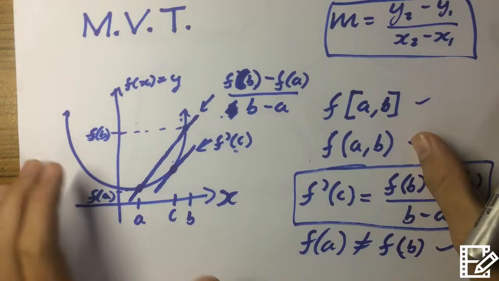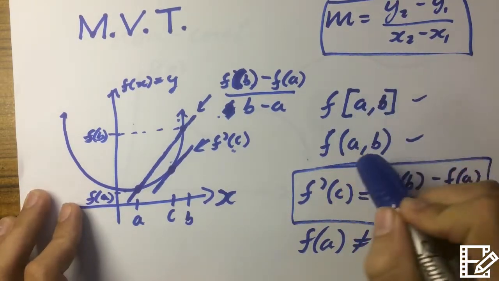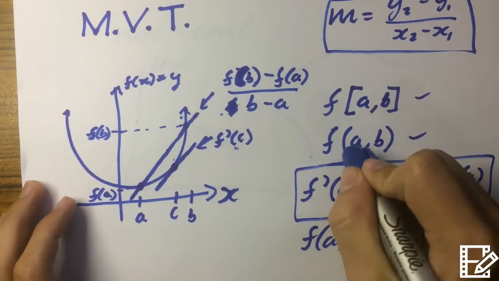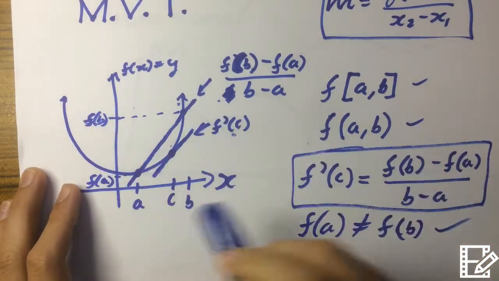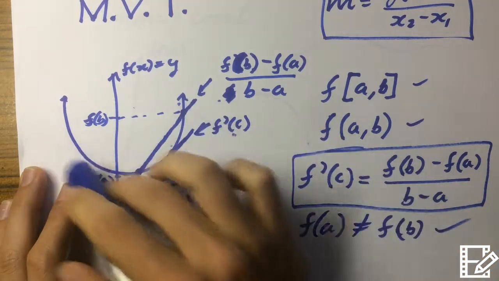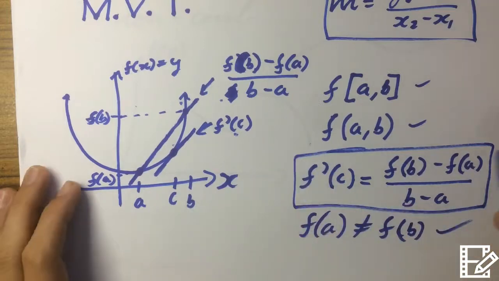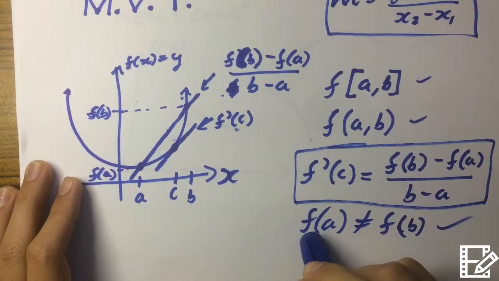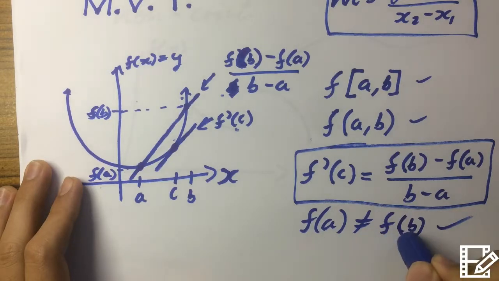So just like Rolle's theorem, the function has to be continuous on the closed interval, it has to be differentiable on the open interval, which it is, and you can find the slope at any point, and it hasn't got any chops and changes, it's just a smooth curve. And the function of a doesn't equal the function of b.